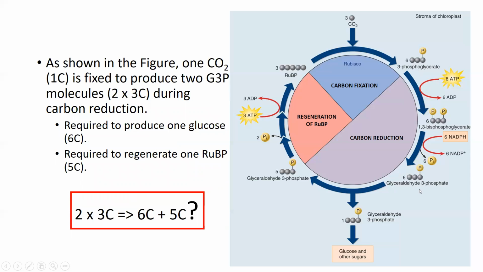Okay, at the end, 2 G3P. Okay, 1 carbon dioxide, so 2 G3P. So they're required to produce 1 glucose.